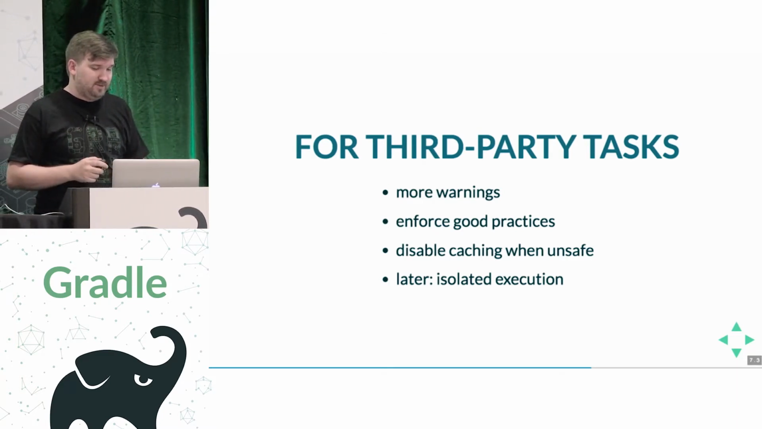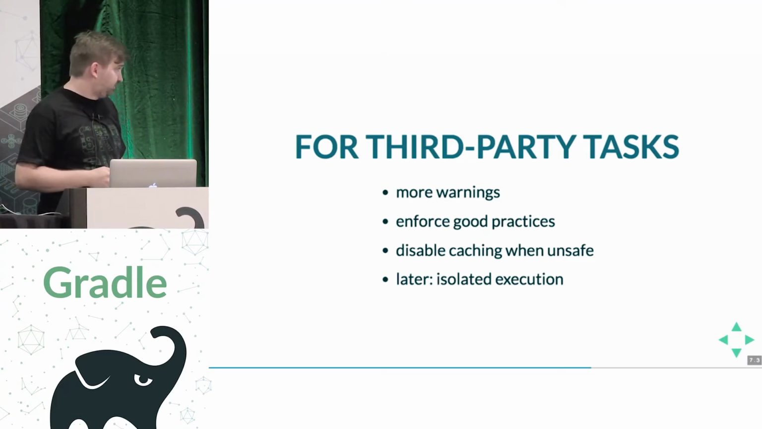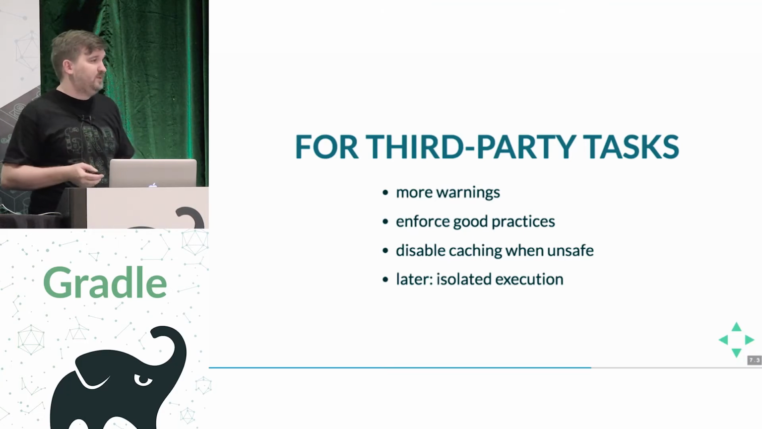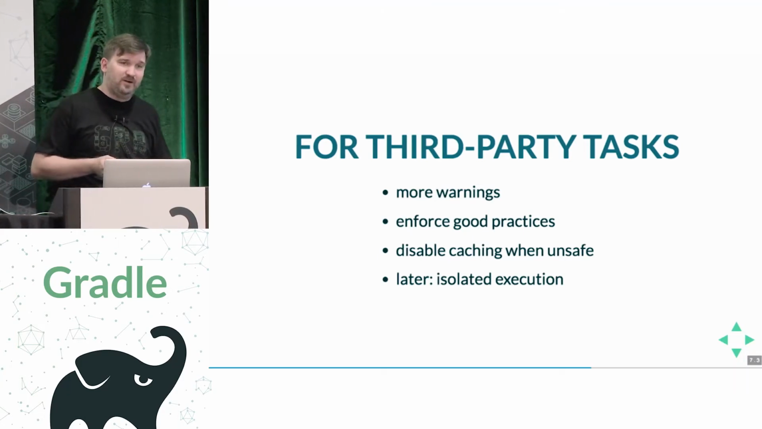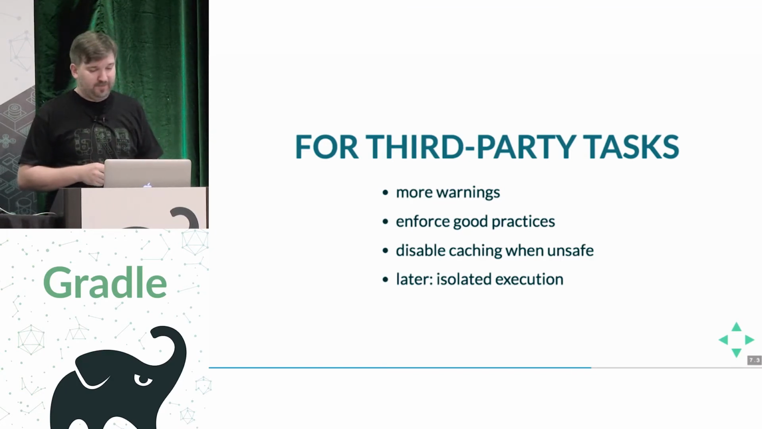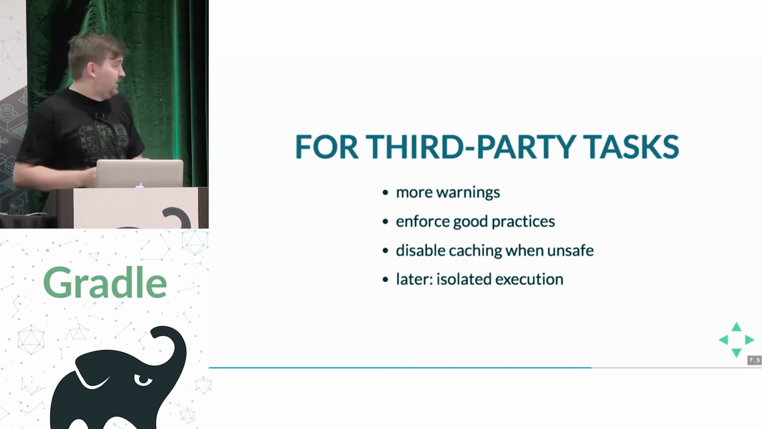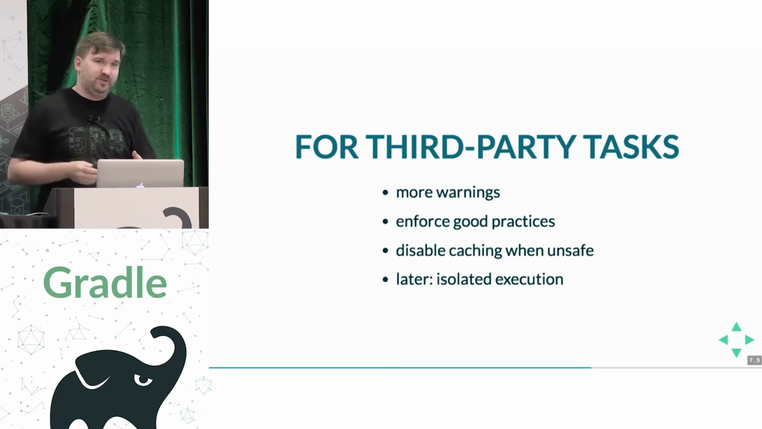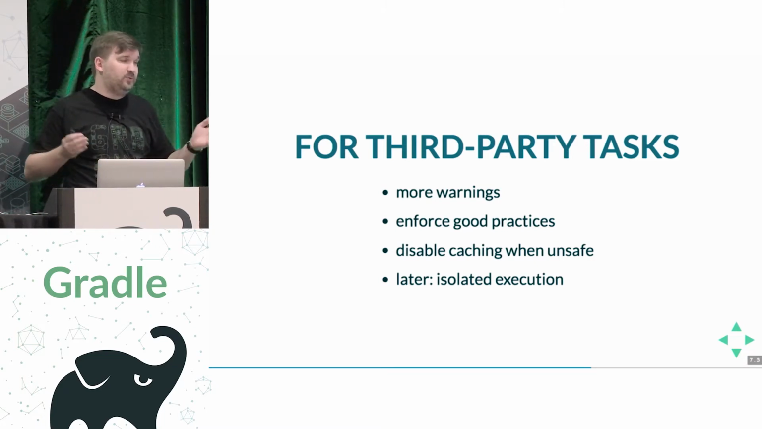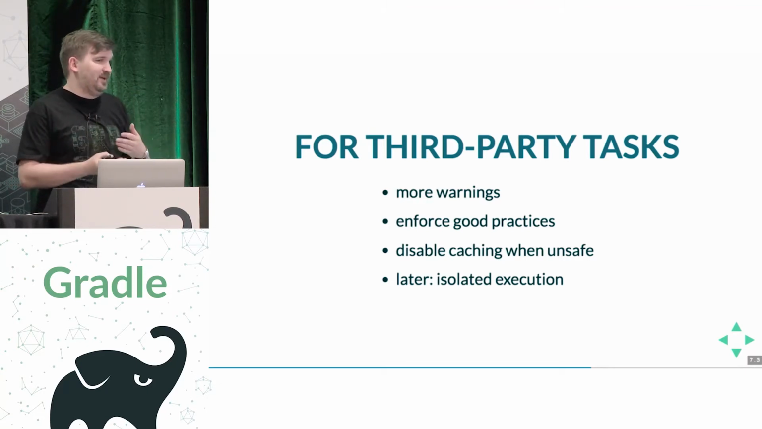For tasks introduced by third-party plugins and custom tasks, we are going to produce a lot more warnings to tell you what the problems are. Build scans already produce a lot of information about that, and we are going to add even more safety rails. We want to enforce good practices like tasks having exclusive access to their outputs. So no two tasks should write to the same directory, basically, because then it's really hard to figure out which task produced which output, what to cache.